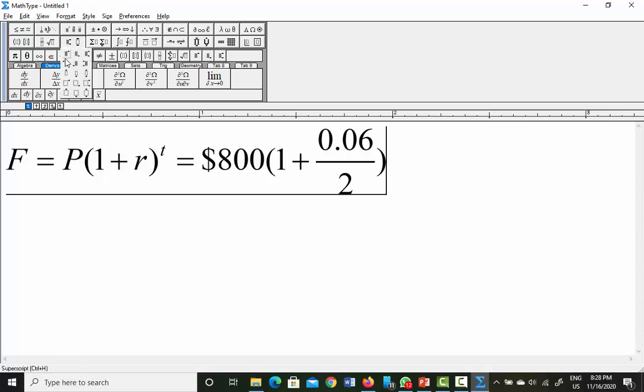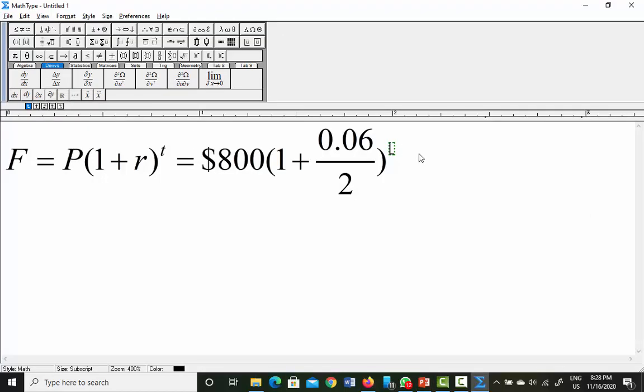Power T. Here T is 5 years multiplied by 2, because after every 6 months interest will be calculated, so in a year you will get interest twice. So in 5 years we will have a total of 10 semi-annual periods. That means 5 multiplied by 2, so the power will be 10. If you calculate, you will get the answer. Let me calculate: 800, bracket, 1 plus 0.06 divided by 2, bracket close, power 10.